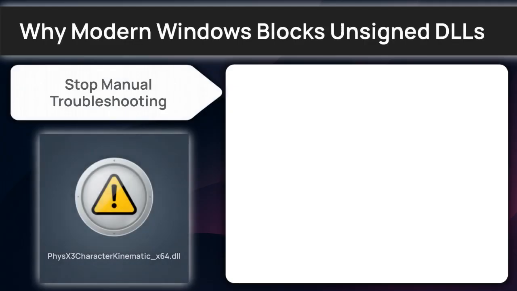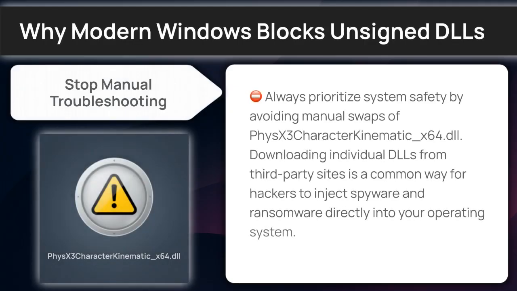From a systems engineering perspective, there is one major security pitfall I need to help you avoid. Technical warning: many online file mirrors provide versions of PhysX 3 Character Kinematic 64 DLL that are either corrupted or intentionally modified, putting your privacy at risk without resolving the underlying execution error.